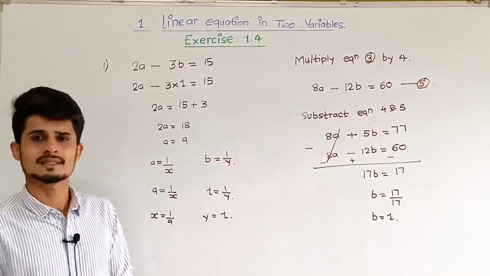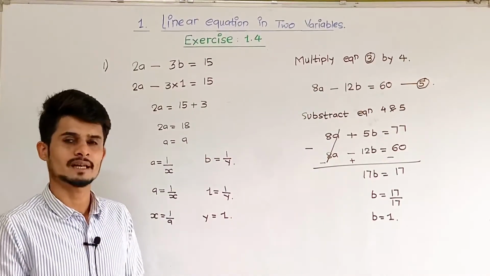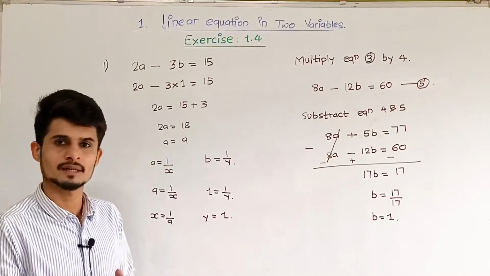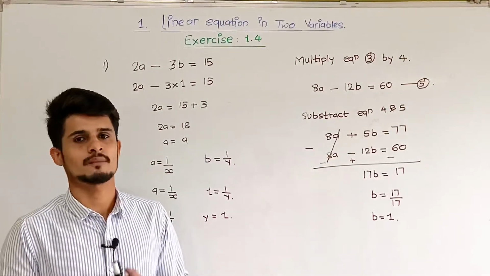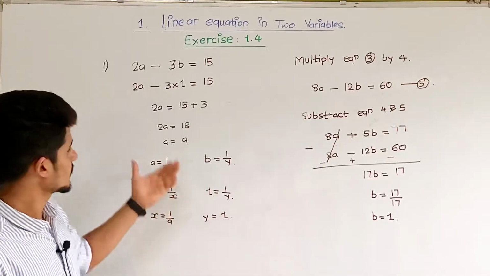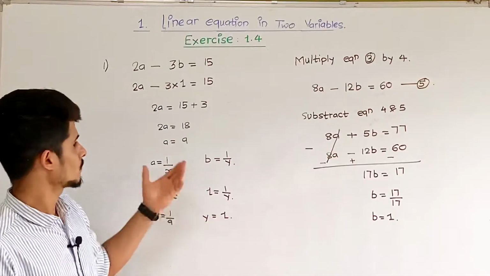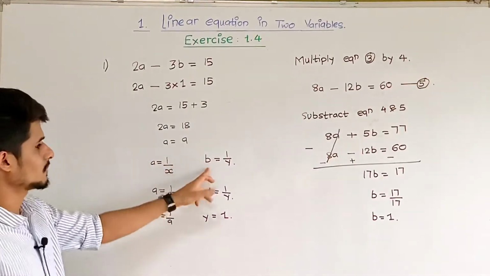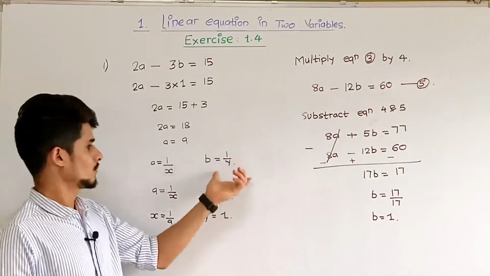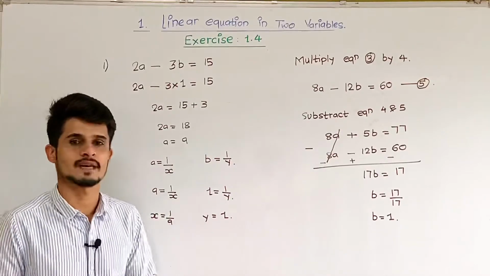So in this exercise, firstly we have to substitute the values of 1 by x and 1 by y as a and b, and find the values of a and b by the elimination method. And after getting the values of a and b, we have to resubstitute them. That is, we have taken a as 1 by x and b as 1 by y. So we have to resubstitute and find the values of x and y.